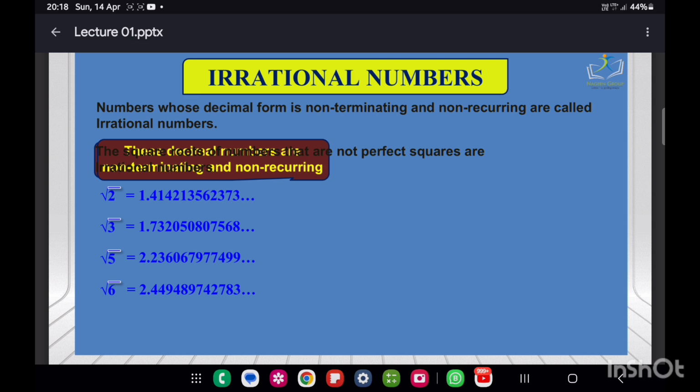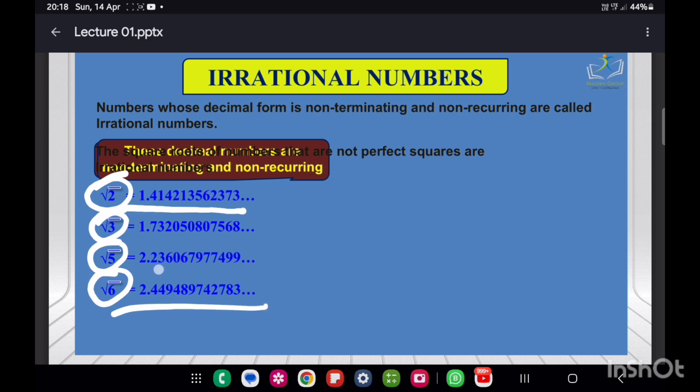An irrational number is one whose decimal form is non-terminating and non-recurring. The best examples are root 2, root 3, root 5, root 6. Root 2 is 1.414213 something else, and root 3 is 1.7 something, root 5 is 2.23 something, root 6 is 2.449489. These have infinite values, so these are all called irrational numbers. There is no perfect number at the ending, and we will not get 0 as the remainder in the division form.